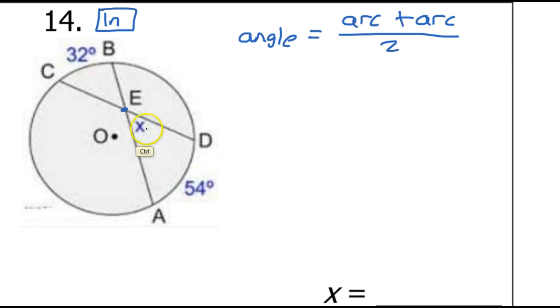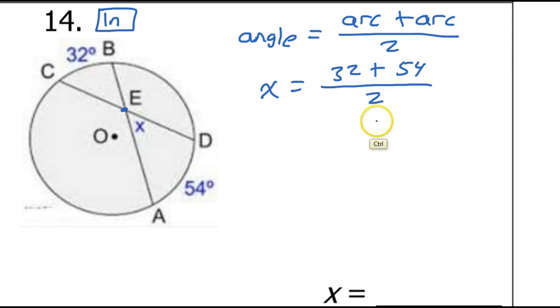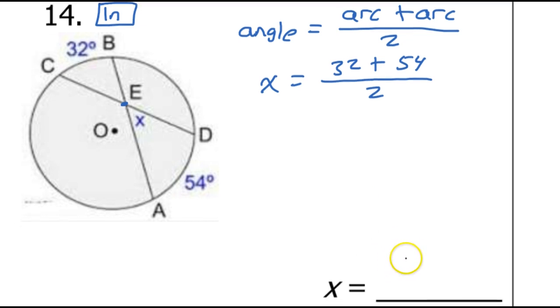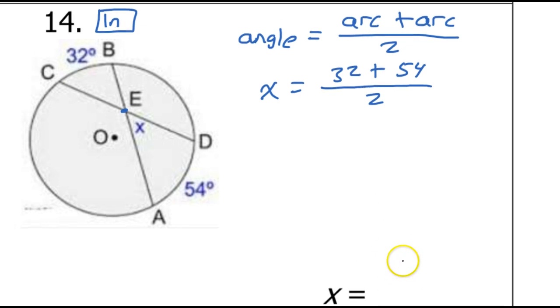X, right? The angle is X, so I'm just going to put X right there. All right? What goes in the numerator, of course? 32 plus 54 divided by 2. Okay? Just execute that, and what's the final answer, anybody? 43. Does everybody agree with 43? Okay, any questions about number 14?